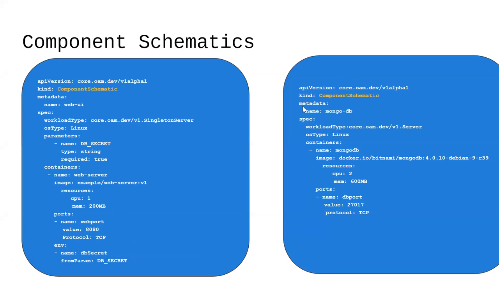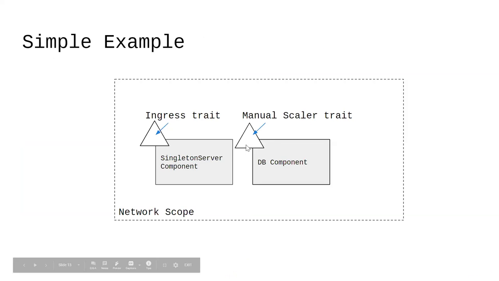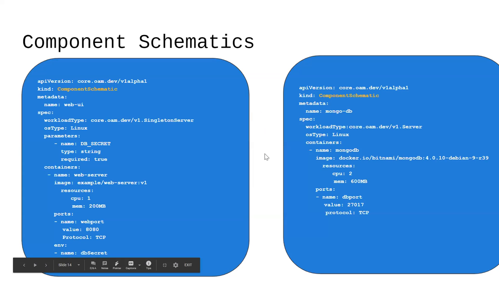For the backend piece, we have a MongoDB, a containerized version. There are no parameters for this that they are including. They're just specifying the resources and necessary ports. You can see here, this is of a slightly different workload type. This is a server. The main difference between a singleton server and a server is that we'd expect multiple instances of this to be running, which is why you can see earlier, we've added a manual scaler trait. The application developer doesn't necessarily care how many replicas will be running of this specific component. They just want to surface up to the application operator, hey, I would like more than one instance of this to be running.